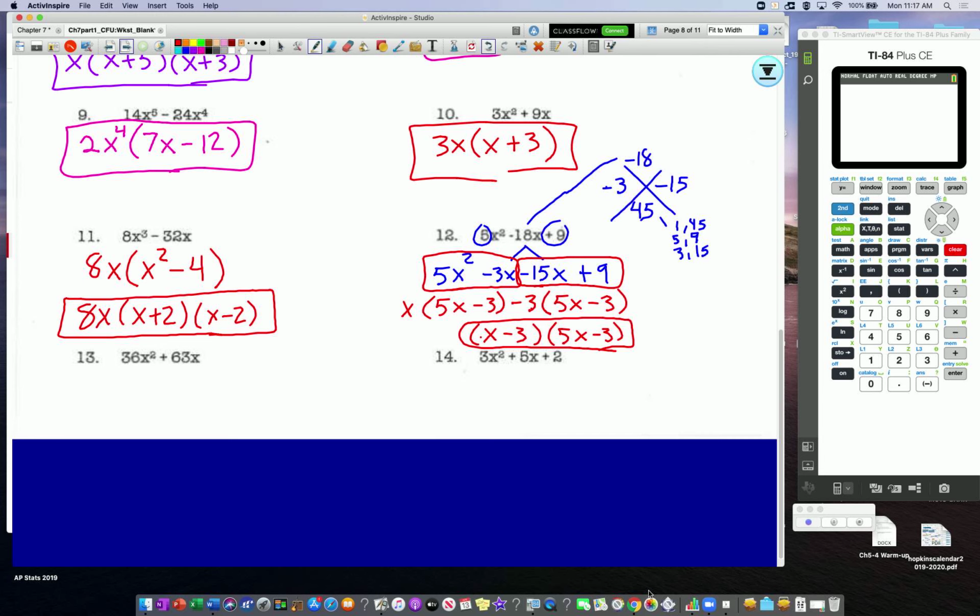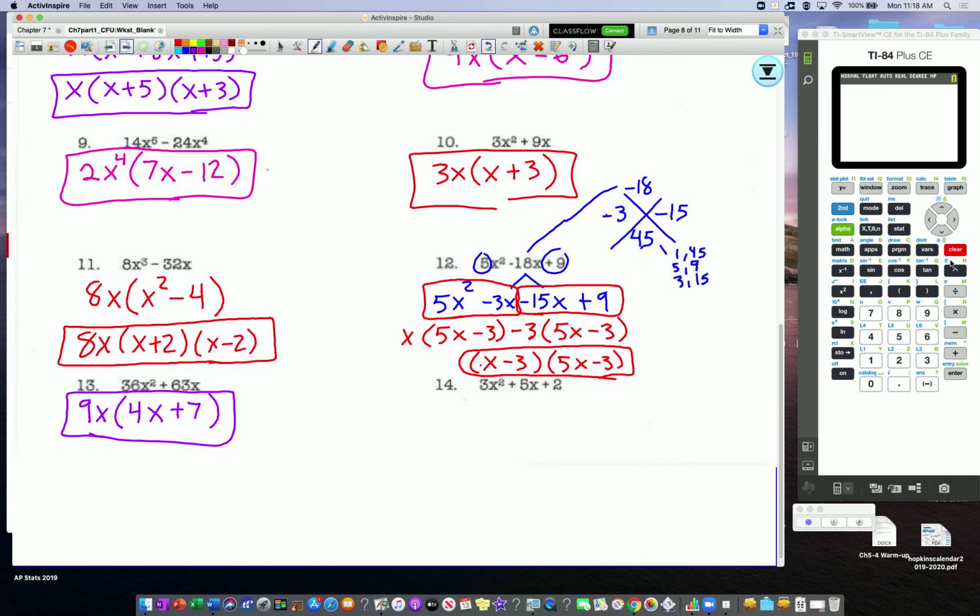All right, let's take a look at our last two here. When I look at this one, 36 and 63 share the number 9. They also share x. So what do I have left? 4x. 9 goes into 63 7 times. I pulled out the x. That one I am good to go. All right, let's see here. I'm just going to extend this page just a little bit.